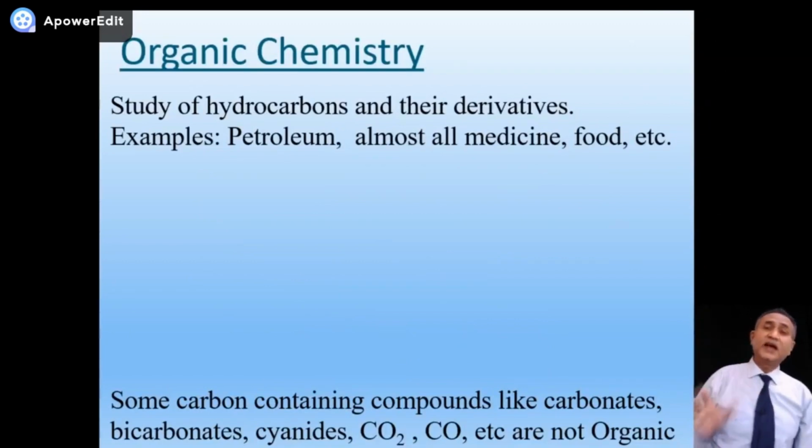That is why carbon has been given a specialty to be studied separately under the heading of organic chemistry. So what is the definition of organic chemistry? The study of carbon and its compounds. Then scientists saw that besides carbon, in all organic compounds hydrogen is also there. So they changed the definition a little bit: a study of hydrocarbons and their derivatives.